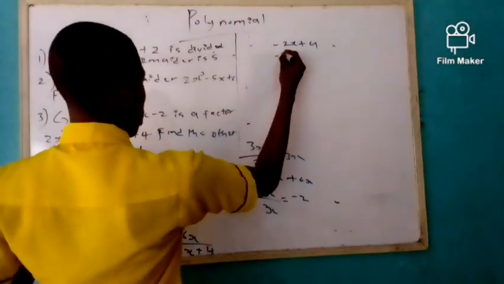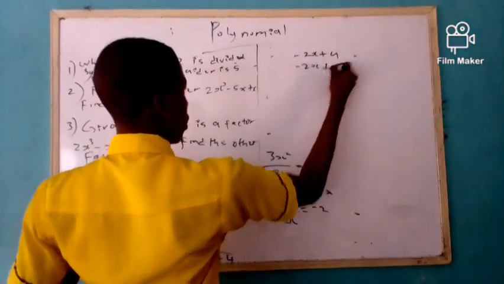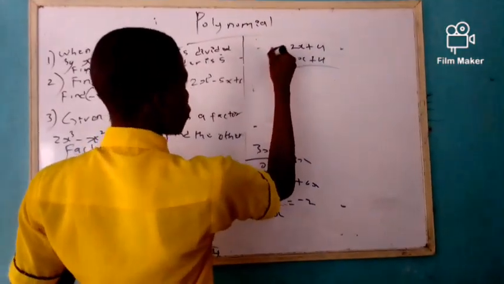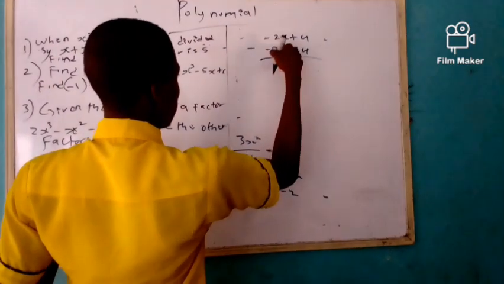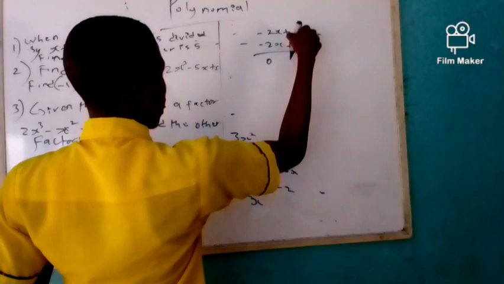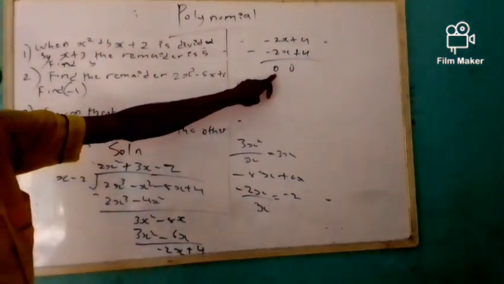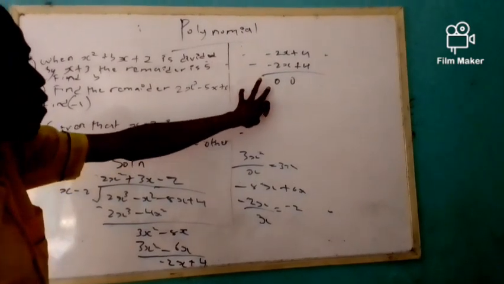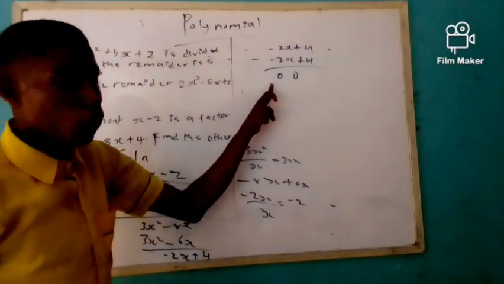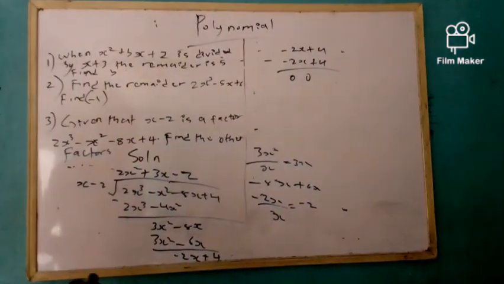That is minus 2x plus 4. You see this? So if I'm to minus it now, minus 2x minus minus 2x, that is 0. 4 minus 4, that is 0. So you see that now we've proved that if a divisor is a factor of the dividend, the remainder will be 0. And that's how you should find the other factor.